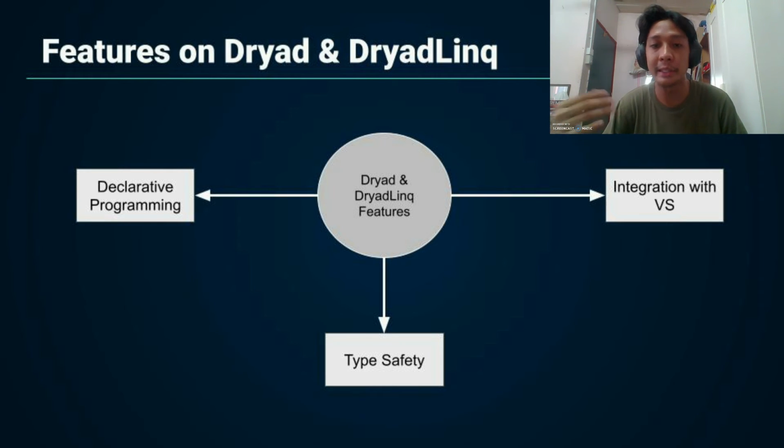The first one is declarative programming, where computations are expressed in a high-level language that is very similar to SQL. The second one is type safety. That means that distributed computations are statically type checked. And the last one is integration with Visual Studio, where the programmer can take advantage of the comprehensive VS set of tools.